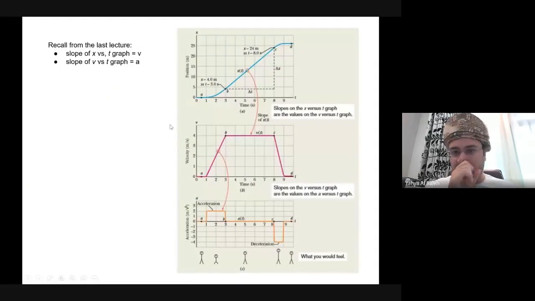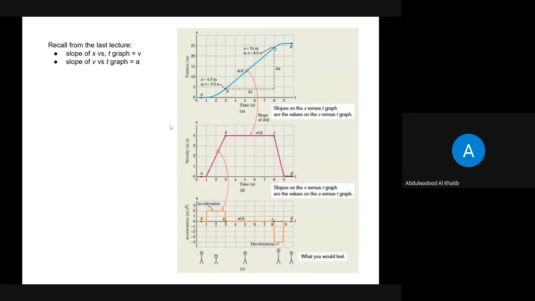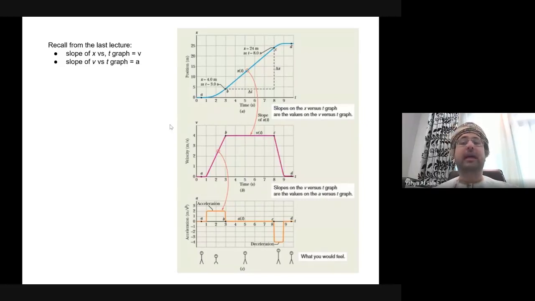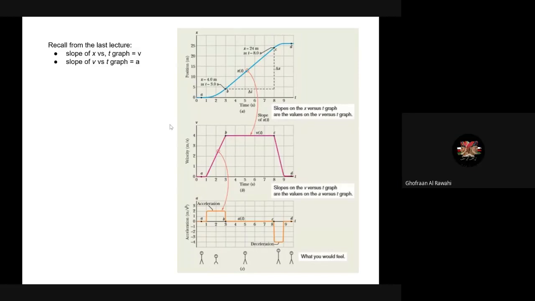Okay, so from the previous lecture, we recall that we looked at position time graphs, and we said that if we look at the slope of a position time graph, we get velocity. Excellent. And that if we look at the slope of a velocity time graph, we get acceleration.